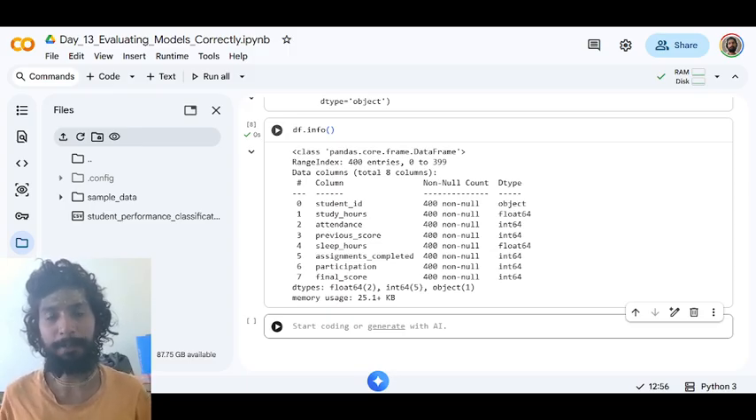A classification model predicts a category. Our dataset currently contains a numerical final score. We will convert it into a category called at_risk. Let us say that a student is considered at risk when the final score is below 50.